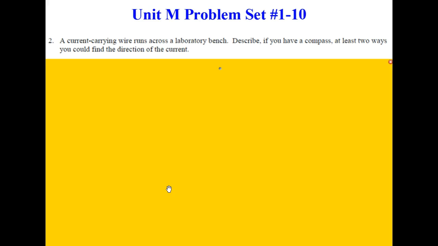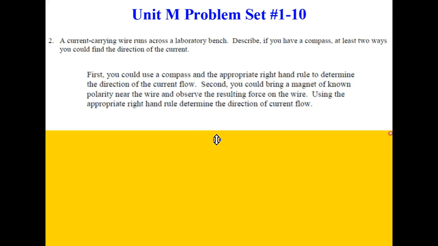Number 2, a current carrying wire runs across a laboratory bench. Describe, if you have a compass, at least 2 ways you could find the direction of the current. Well, first you could use a compass and the appropriate hand rule to determine the direction of the current flow.